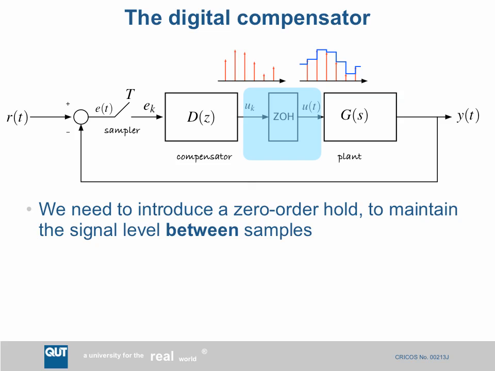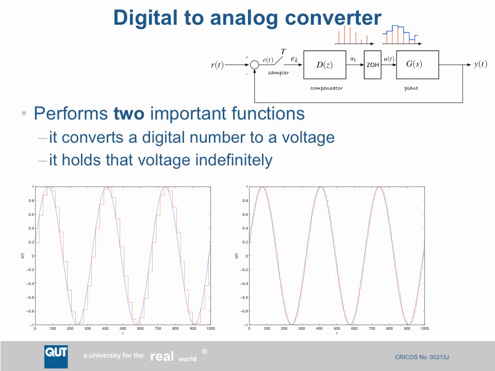And this is the important thing we need to introduce to build a bridge between our digital compensator and our continuous plant. So if we consider a digital to analog converter, it's a device you're probably familiar with, it performs two important functions. One is it converts a digital number to a voltage, but the other function is this zero-order hold characteristic. It holds the voltage between updates. So if you write a number to a digital to analog converter, it keeps outputting the specified voltage until you tell it to output a different voltage.